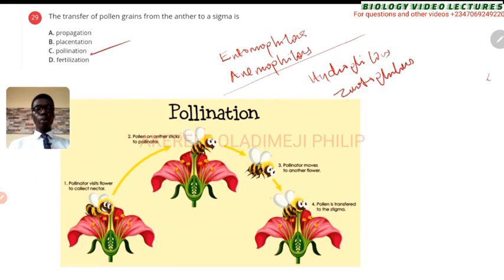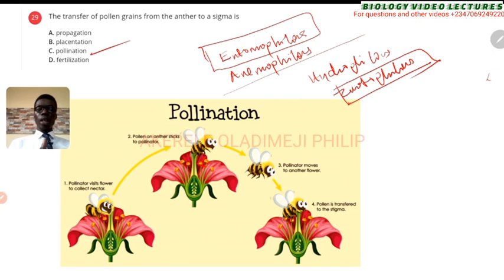Now, please be careful. Somebody once asked me, why do you say zoophilous, and you also said entomophilous, which is insects, and insects are animals? What we mean by zoophilous is bigger animals and not insects, like birds. We have some birds, hummingbirds, that suck nectar. Those also help to pollinate, and they are categorized as zoophilous. But insects like bees, wasps and butterflies are entomophilous. So this is insect, this is wind, this is water, this is animals. All right.